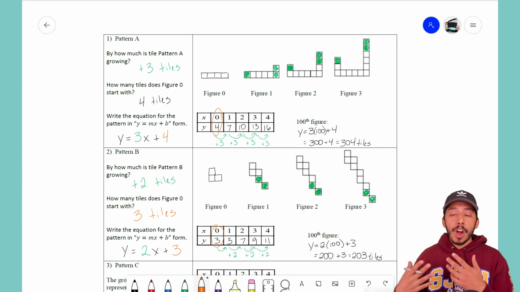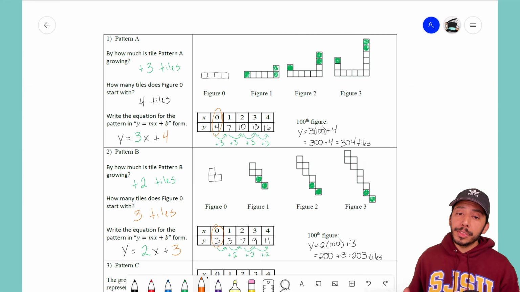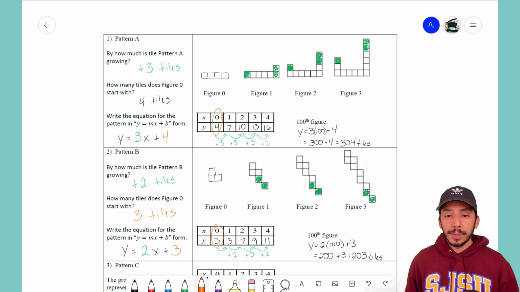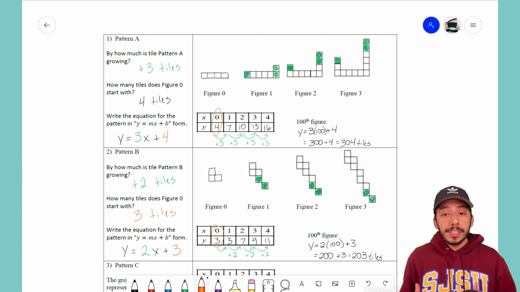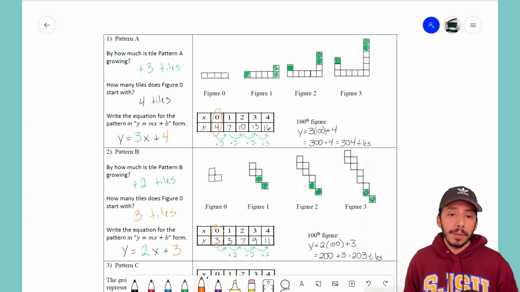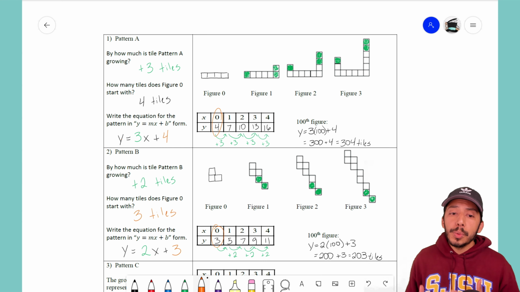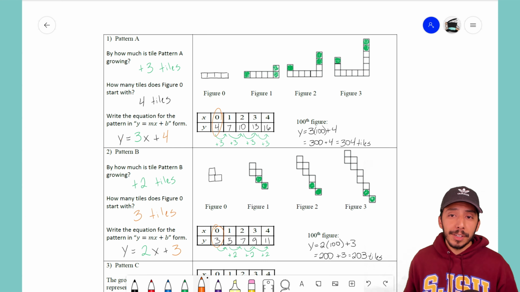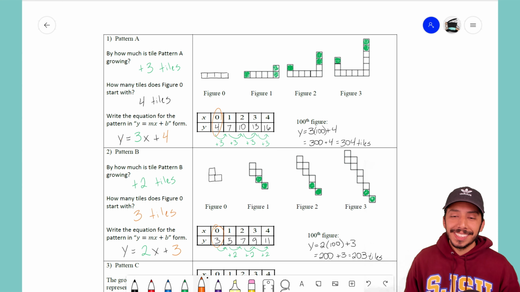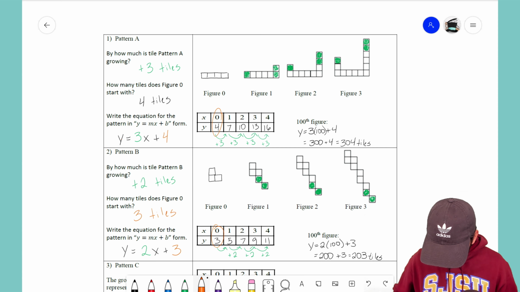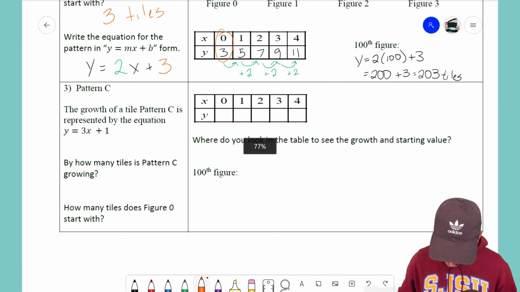And we see that they did have a constant growth. For A, we added 3. For B, we added 2. And they had a different amount of starting blocks for figure 0. But no matter what, we still were able to figure out what the equations were for pattern A and for pattern B. I got one more example for us to do, and that is pattern C.